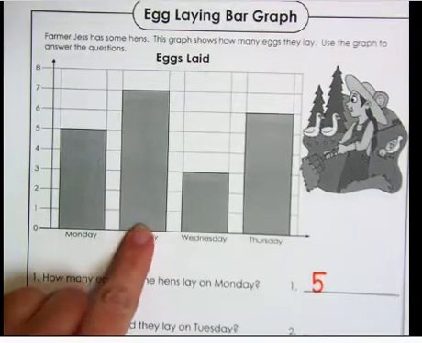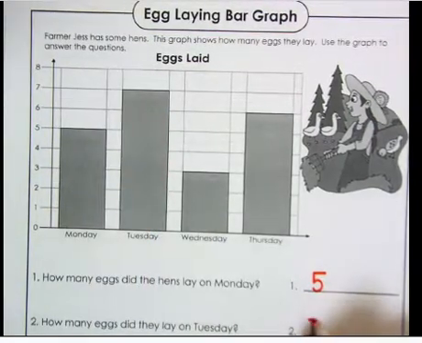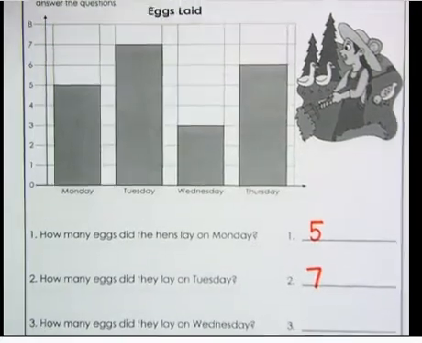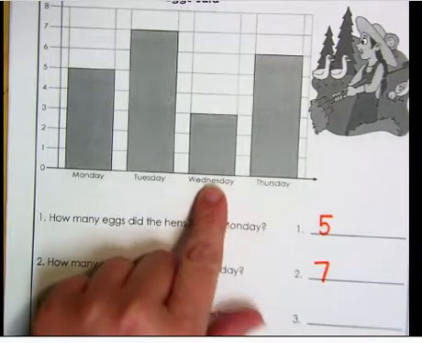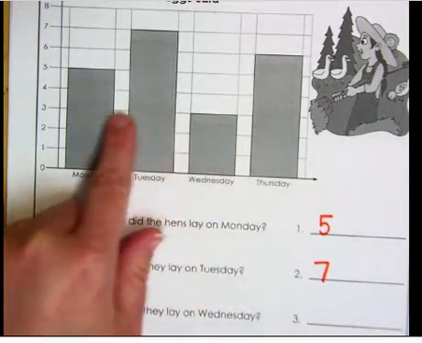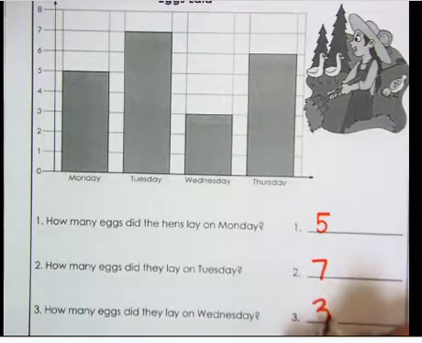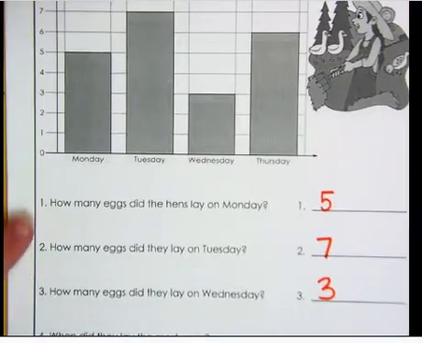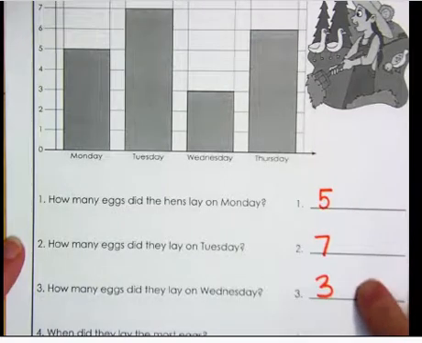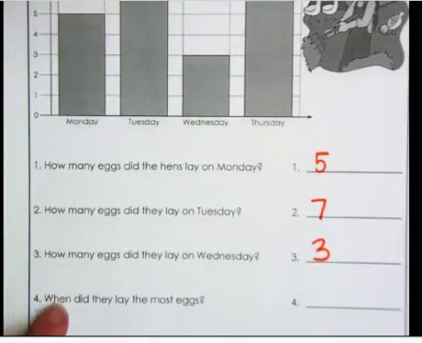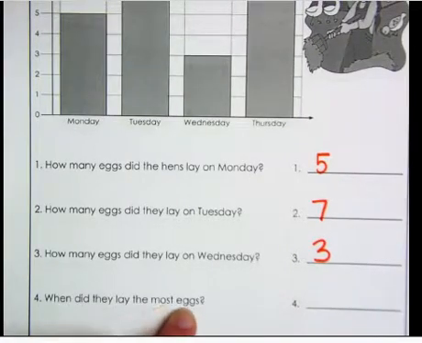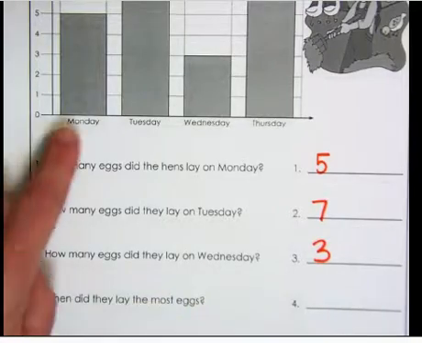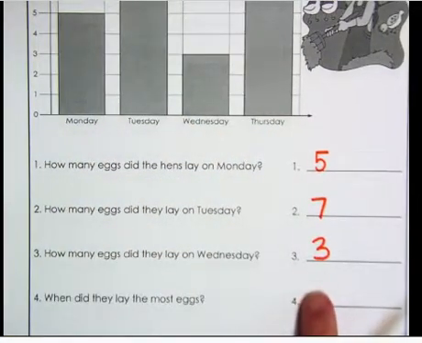Okay. Number 2, how many eggs did they lay on Tuesday? Well, we look at Tuesday. 7. And number 3, how many eggs did they lay on Wednesday? Not quite as many. On Wednesday, there was how many? 3. Okay, now, those were how many questions, so our answers were all numbers. Question 4 does not say how many. It says, when did they lay the most eggs? So when, they're asking for the day of the week. So we're not going to write a number as our answer. We're going to write one of the days of the week.